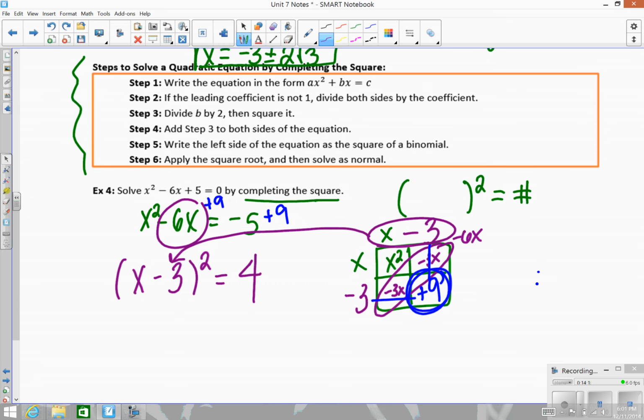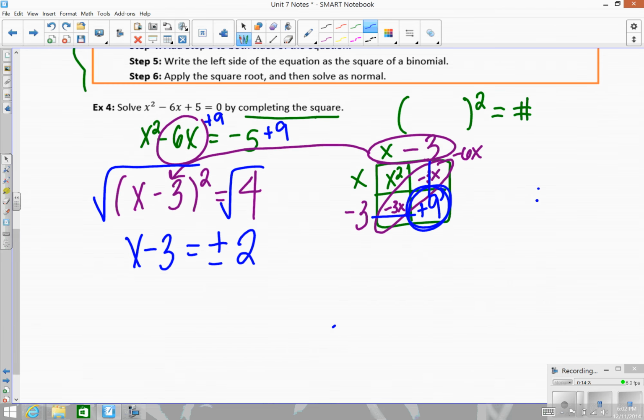And now I have something that I can take the square root of. So now you can take the square root of both sides. So we have x minus 3 equals plus or minus square root of 4 is 2. Then you can bring the 3 over.